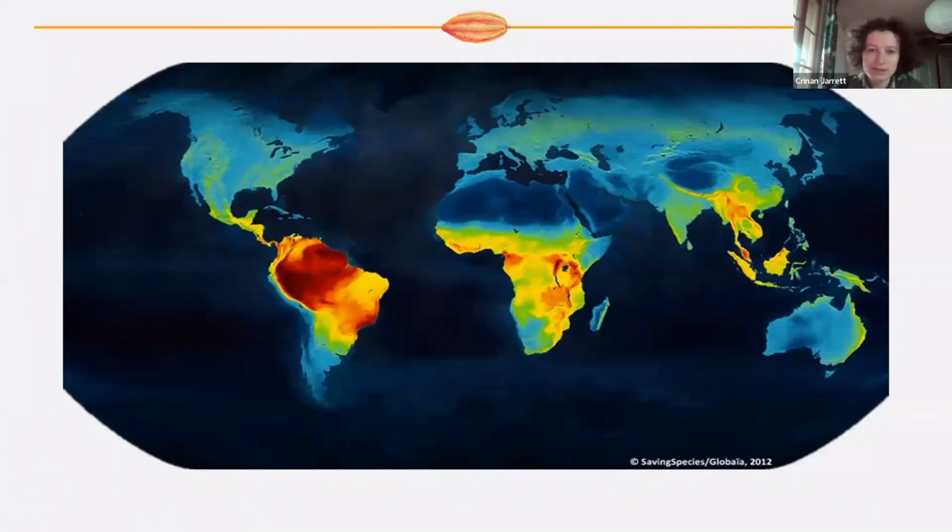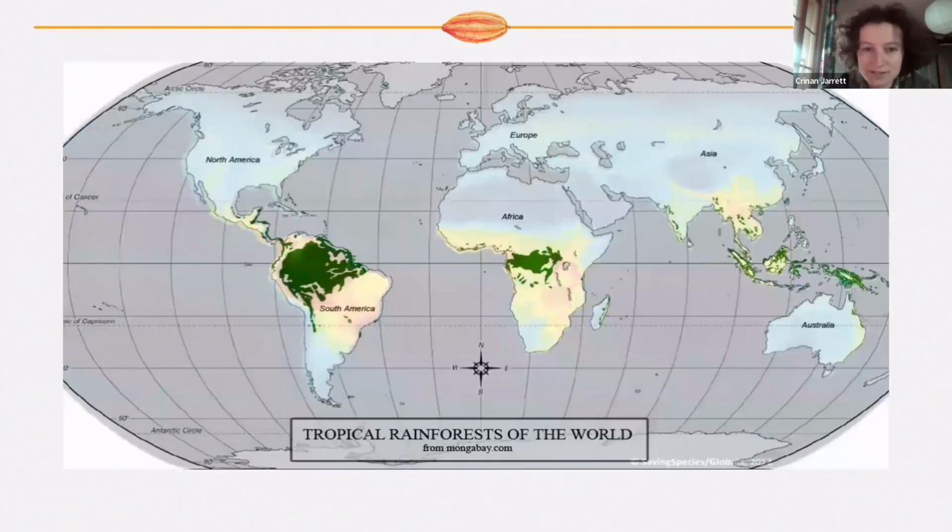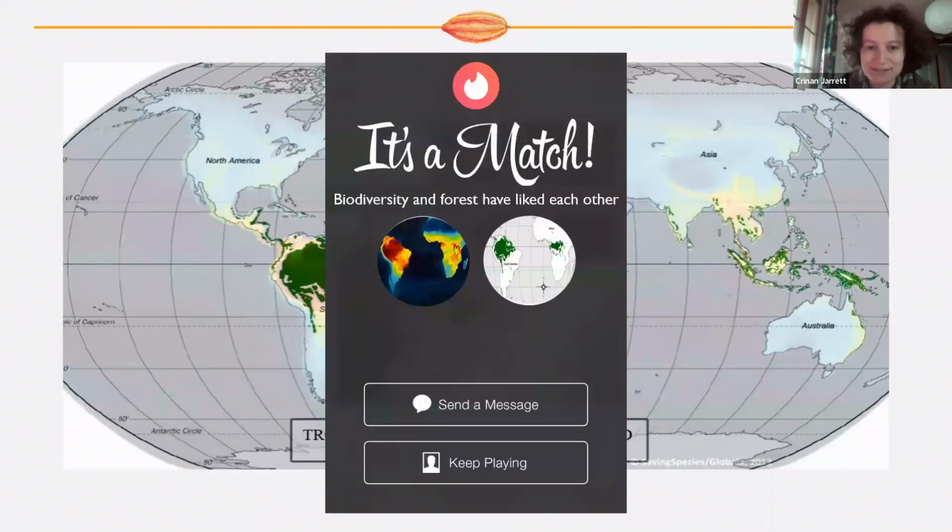So the heat map here shows the global biodiversity, and what you can see very clearly is that global biodiversity is concentrated in the tropics. And then on this map, we can overlap a map of tropical forests, so tropical rainforests of the world. And what is very evident is that it's a perfect match. So most of the world's biodiversity is within the tropical rainforests.